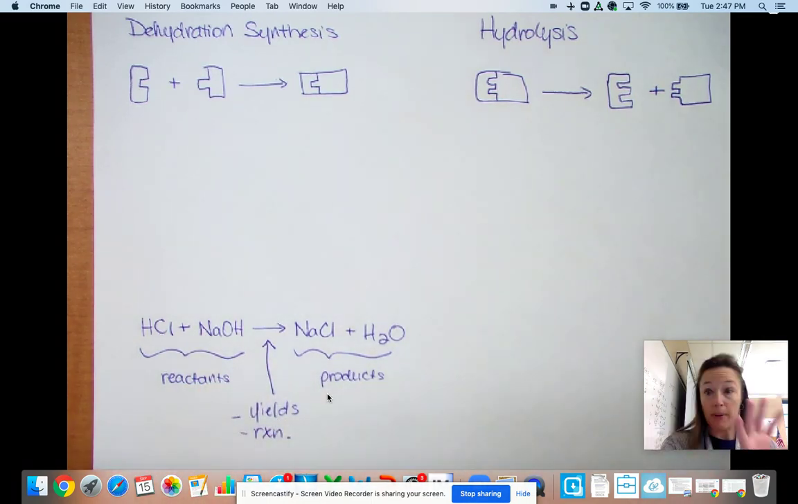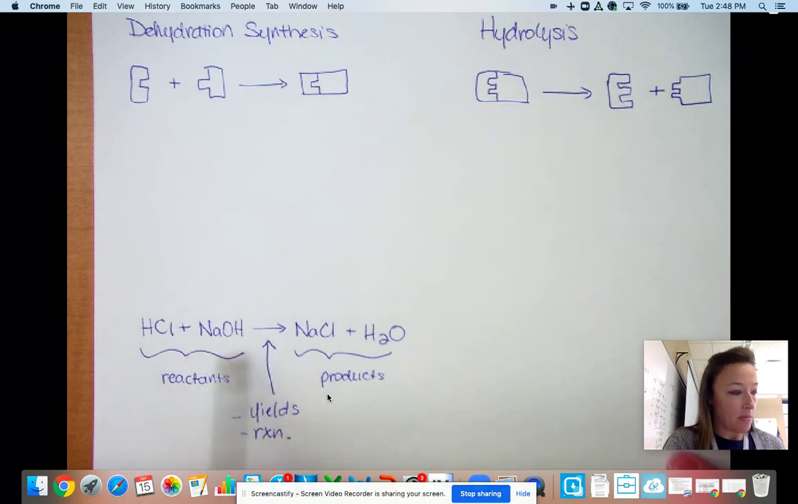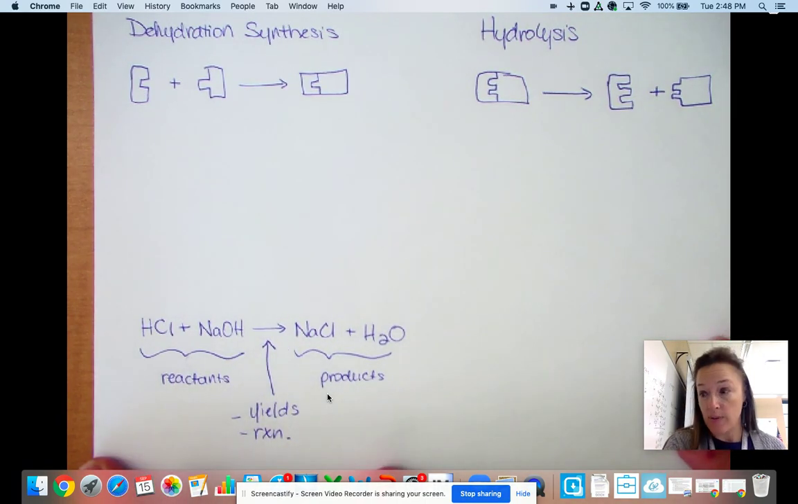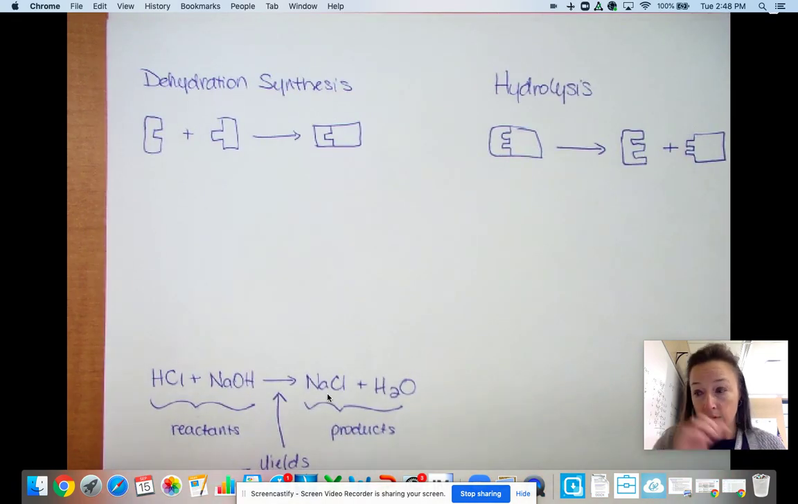So it's the bim bam boom of what's actually happening to get from the reactants to the products: the breaking of bonds, the reforming of bonds, all that good stuff. So that's all you really need to know for the parts of a chemical reaction. The second objective for this is I can give the reactants and products for a dehydration synthesis reaction.